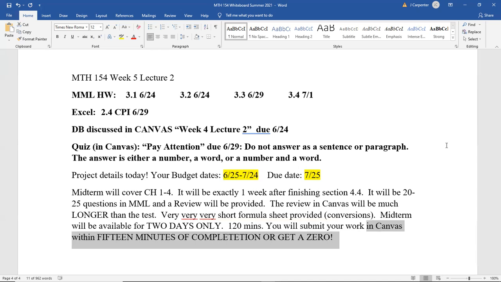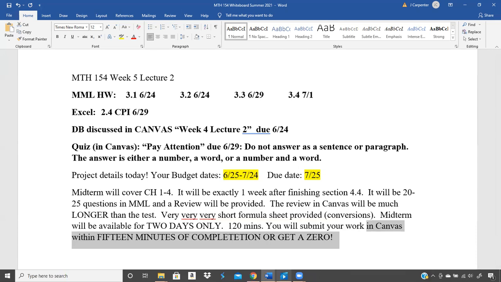20 to 25 questions, 2 hours. Show your work, submit the work in Canvas. So the review and where you submit your work is in Canvas. The test itself is in my math lab. The review is comprehensive. You shouldn't see anything on the test that wasn't closely resembled on the review. And we will talk about the midterm a little bit more once those dates approach. But for now, we're going to go ahead and pick up where we left off with 3.4.